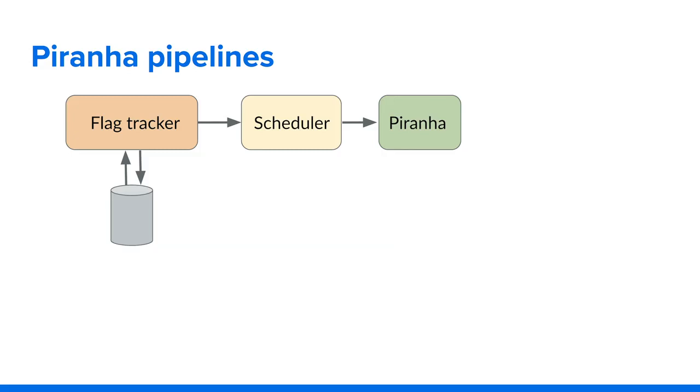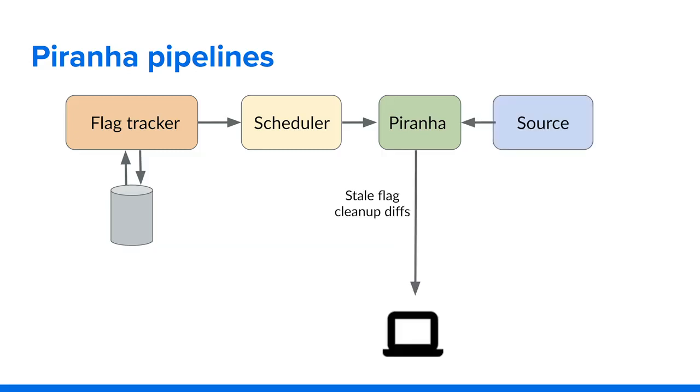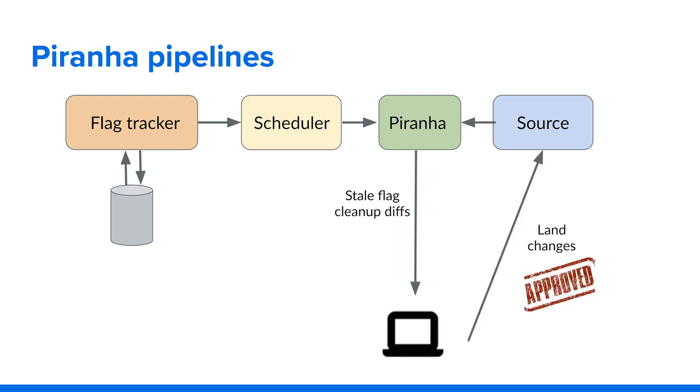Piranha takes this and the source code as input to generate cleanup diffs that are assigned to the author of the flag for review. The reviewer can approve the diff and land the changes as is. In some cases, they may perform further changes and then land the diff. If the flag is not yet stale, the diff can be abandoned and the flag is snoozed in the flag tracker for a later date when the flag will become stale.